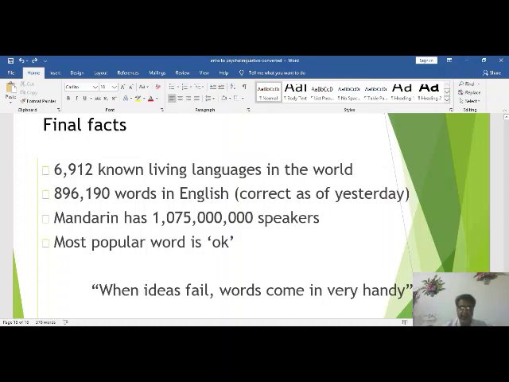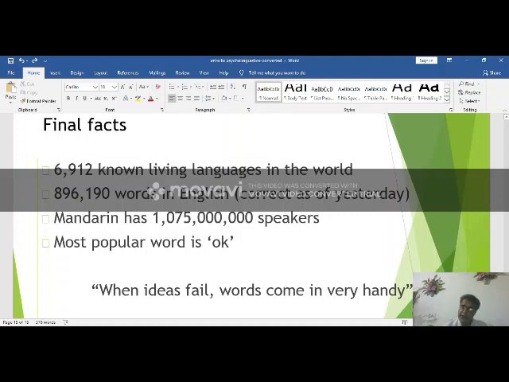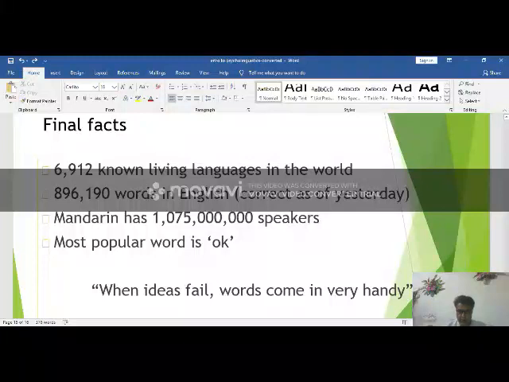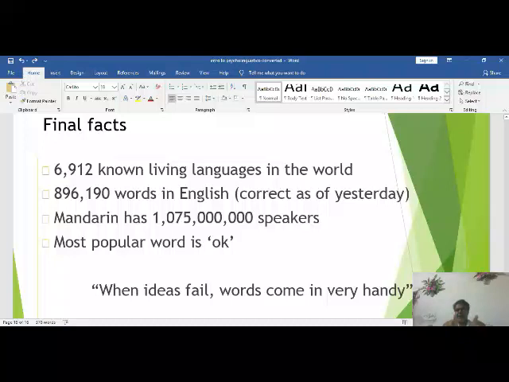There are 96,190 words in English, as of yesterday's count. And Mandarin, in terms of speakers, is the biggest language in the world. It has almost 1,070,050,000 speakers.